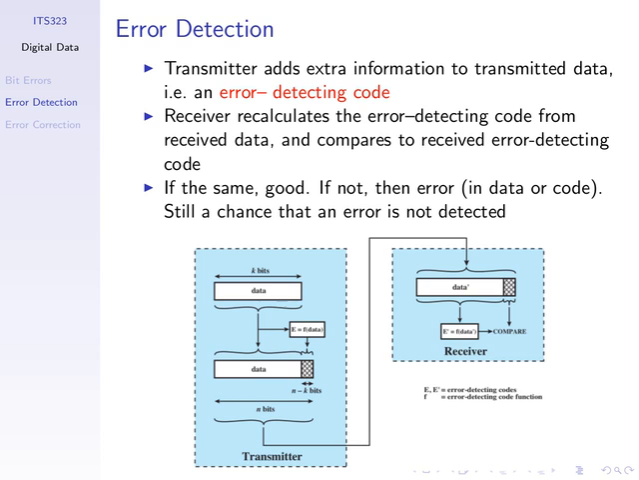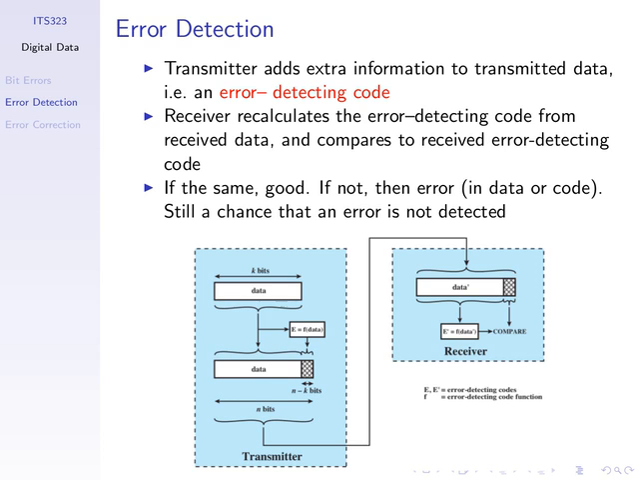So the idea with error detection is to include some extra information, an error detecting code, with the data that's being sent. We transmit the original data plus some extra bits which are going to be used to help the receiver to detect if there are errors or not. It's called an error detecting code in general. This diagram shows the general process. The transmitter here and the receiver here.